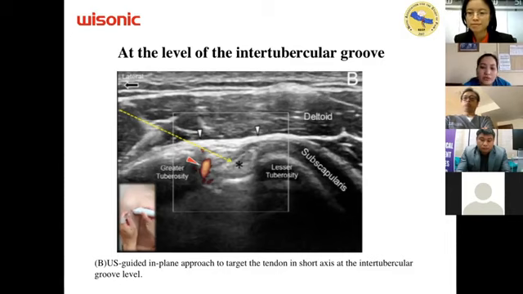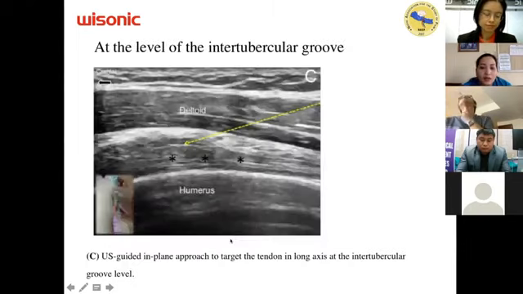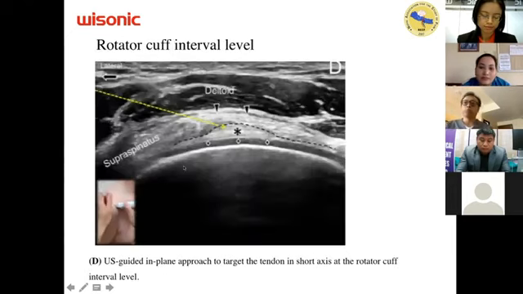This is the in-plane approach. You can see in the inset the alignment of the needle and the probe. This is at the level of the intertubercular groove with the ultrasound-guided in-plane approach, where I target my tendon in the long axis from caudal to cephalic, and then inject just below the tendon sheath, not inside the tendon. So you have to be very careful that you're not injecting inside the tendon.